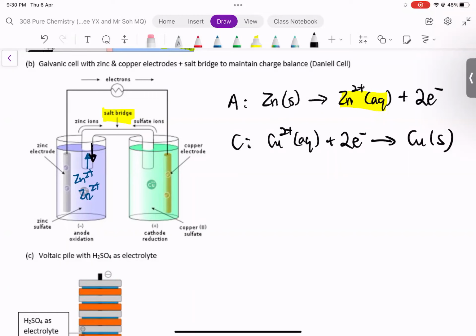Now, the salt bridge can be made of many things. Usually, we use sodium nitrate or sodium sulfate. So what happens is that as the electric cell works, okay, there's more and more Zn2+ produced on the left-hand side, so it's positive, right? So to neutralize these positive charges, the sulfate ion moves down into the left-hand side. It will not affect the electric cell's reaction. What it does is just to maintain the electrical charge balance. Okay?